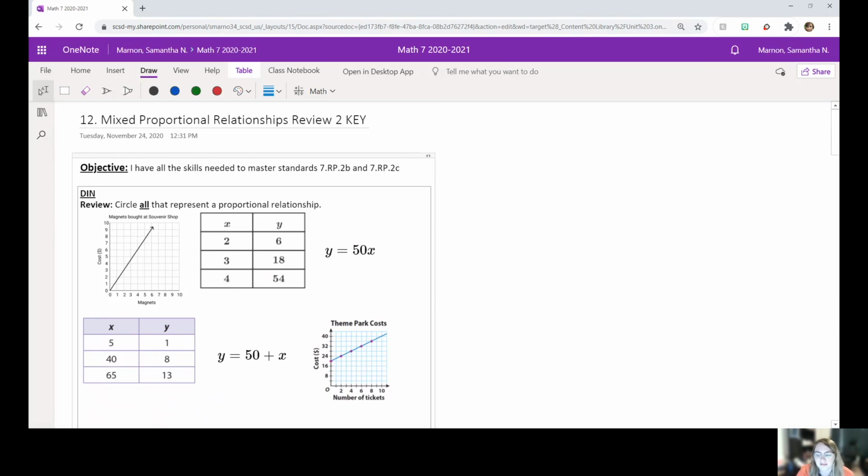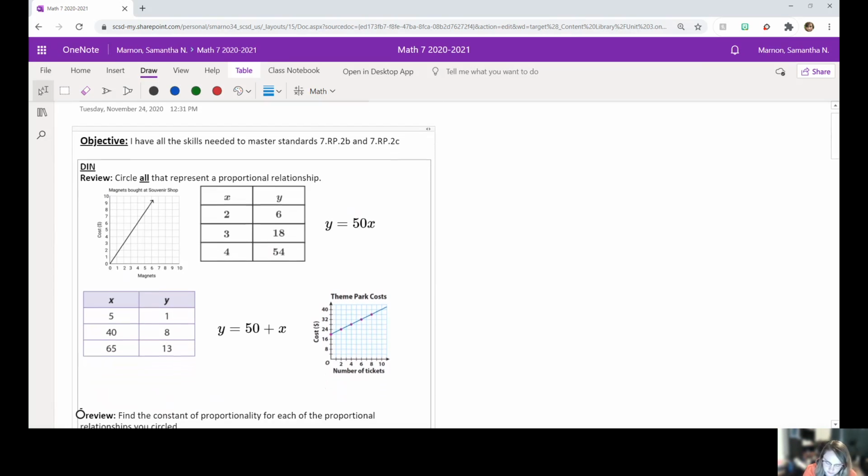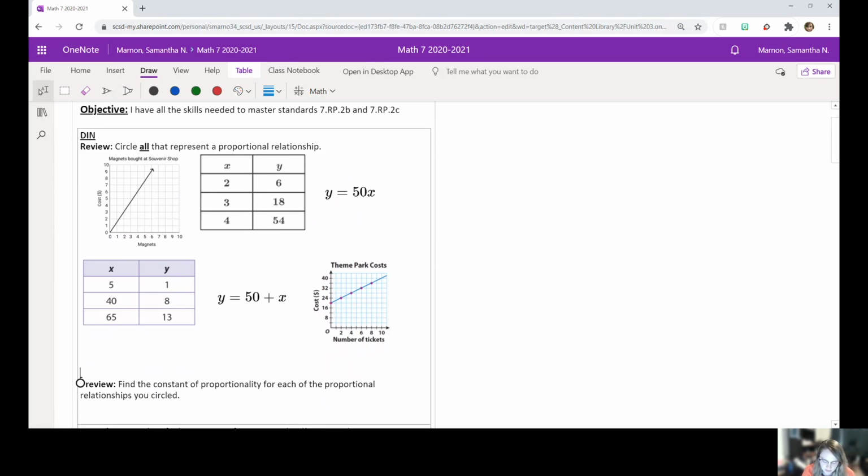We're still doing it by standard, so today we're going to do RP2B, which is finding the constant in proportionality, and 2C, which is about writing proportional equations. So our objective today is to have all of those skills we need to do that. So here's our DIN. It says circle all that represent a proportional relationship. So pause the video and circle any of these different representations that are proportional.